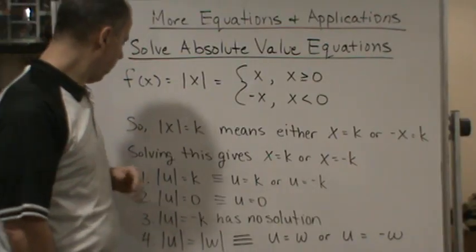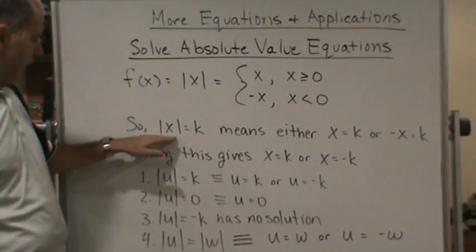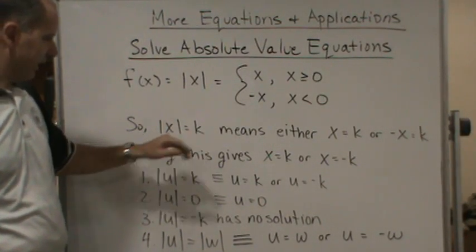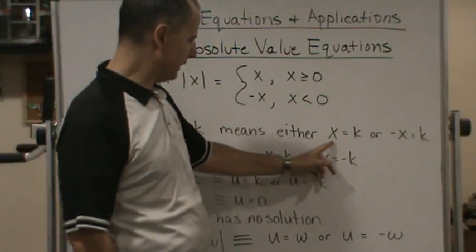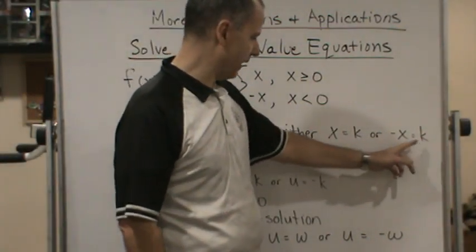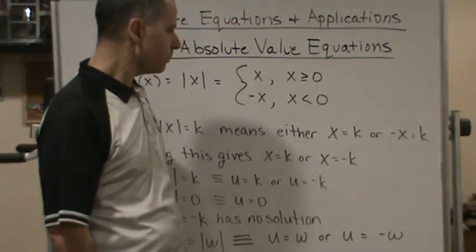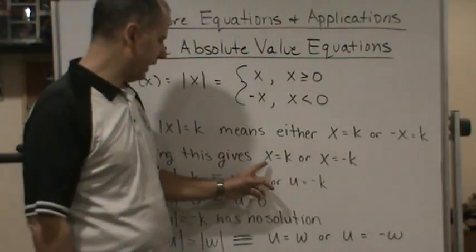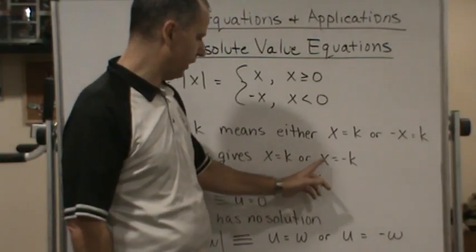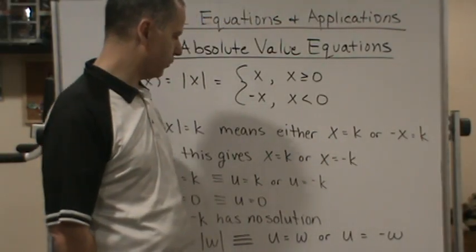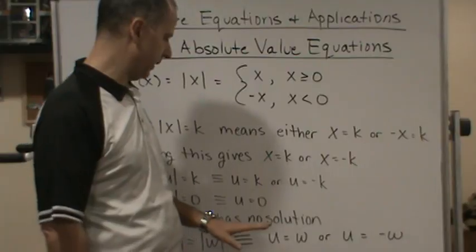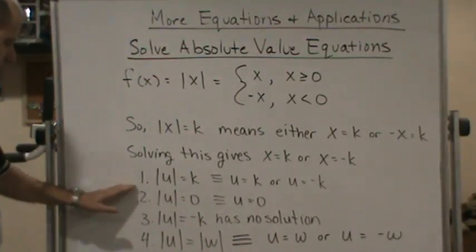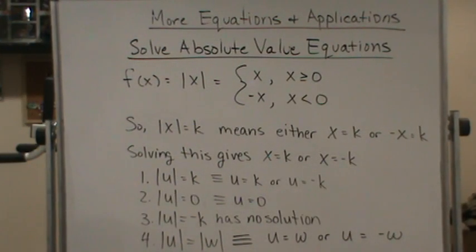Okay? So when we say the absolute value of x is equal to k, that means either x is equal to k or negative x is equal to k. Okay, so when we solve this, this gives us that either x is equal to k or x is equal to negative k. So those are equivalent ways of saying it. So here are the 4 cases that you could end up with.